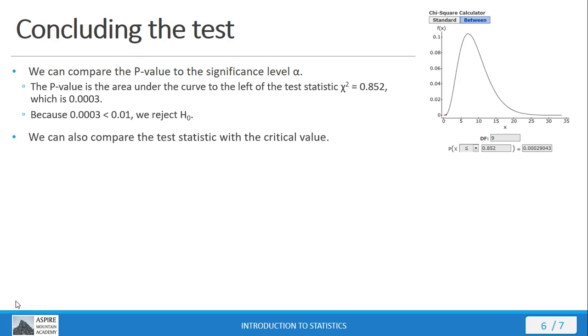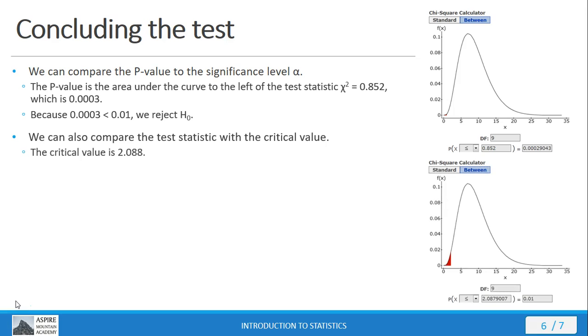Alternatively, we can compare the test statistic with the critical value. So here's our critical region right here. And you can see that this area for the p-value is definitely smaller than the area for our level of significance, alpha, the critical region. So that's how we're inside the region of rejection. We get the same thing when we look at the test statistic. The critical value is the boundary for this area of rejection.